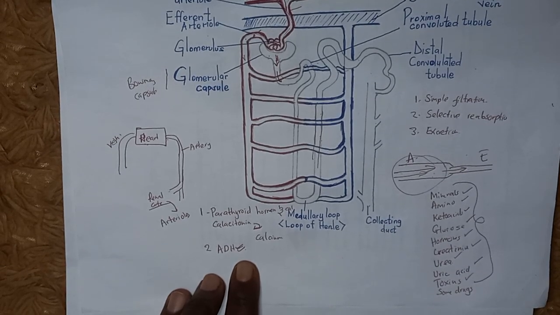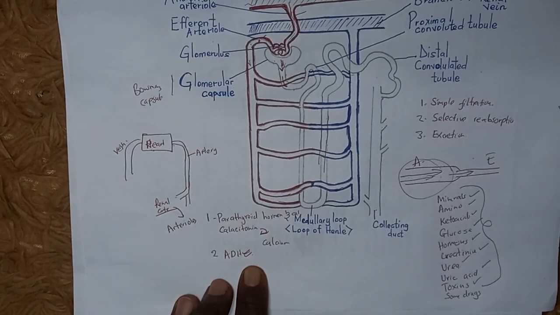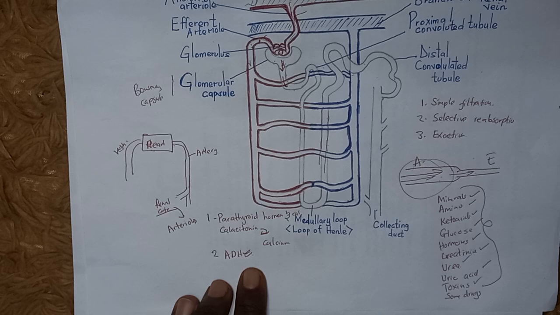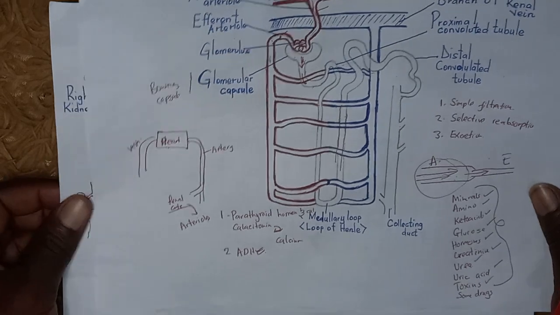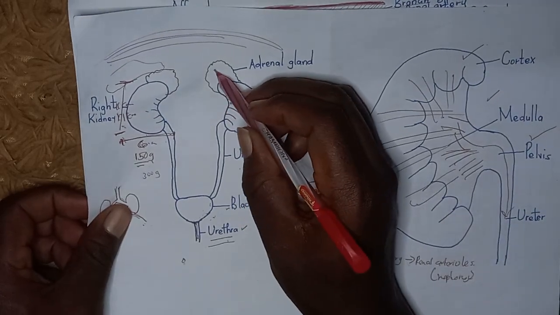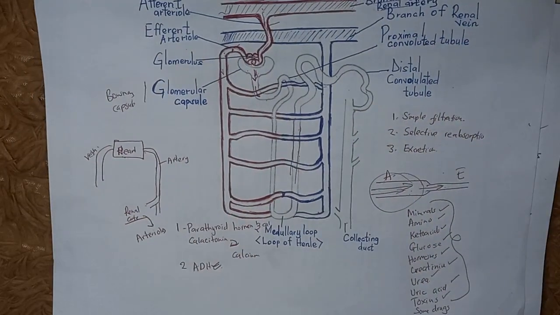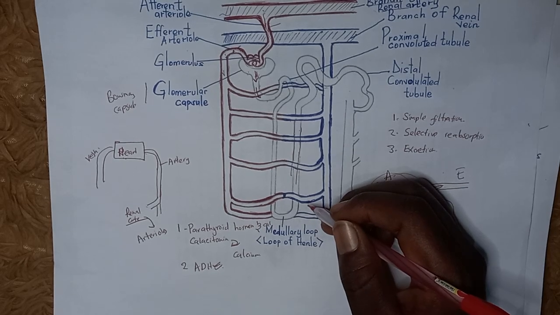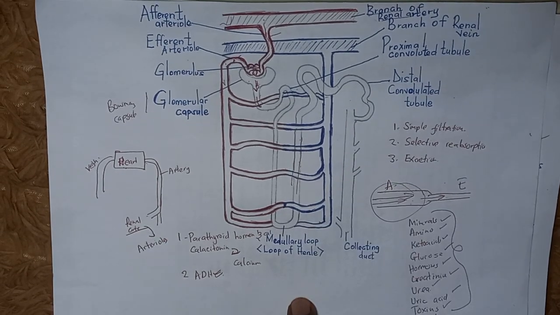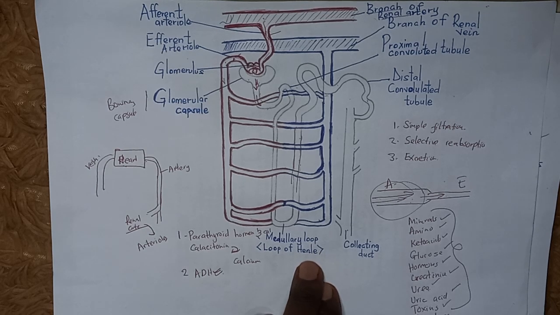And the last one is the aldosterone hormone. So aldosterone hormone is from the adrenal cortex. As you can see here on our diagram, we have the adrenal gland. This adrenal gland has the adrenal cortex. So the adrenal cortex produces aldosterone. Aldosterone is the one that will increase the reabsorption of sodium and also the excretion of potassium.